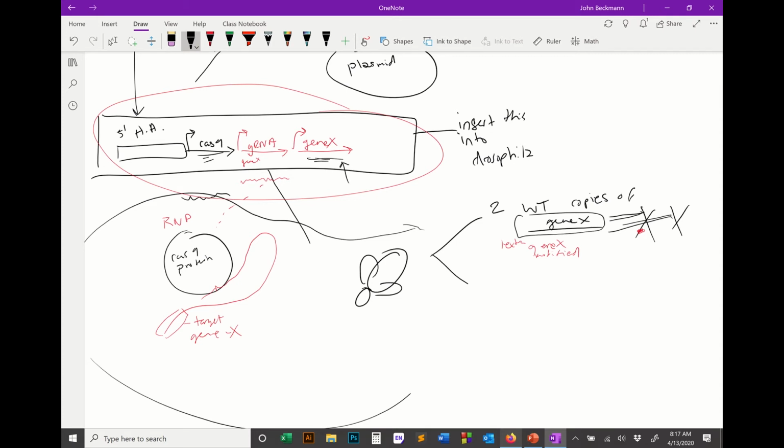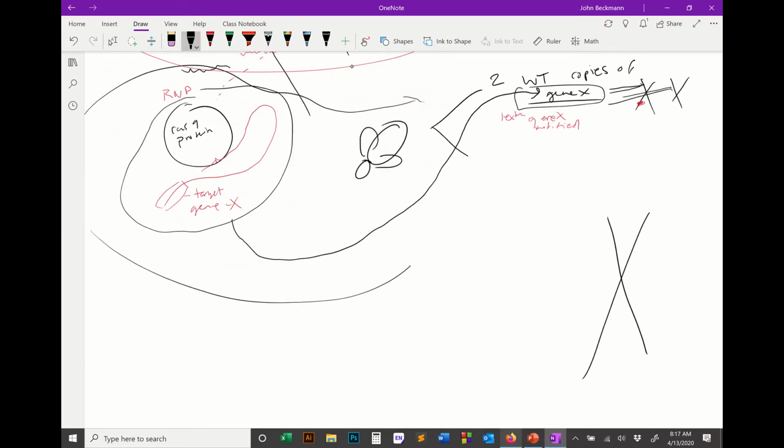So now let's think through what's going to happen. This Cas9 complexed with the guide RNA, which is targeting gene X, is going to come find the wild type gene X's on the chromosomes. Let's expand this region on the chromosomes. Let's say the wild type gene X is right here. This RNP now is going to find this sequence and it's going to cut it. It's going to induce the double-stranded break, which CRISPR is famous for. It's going to cut the DNA.